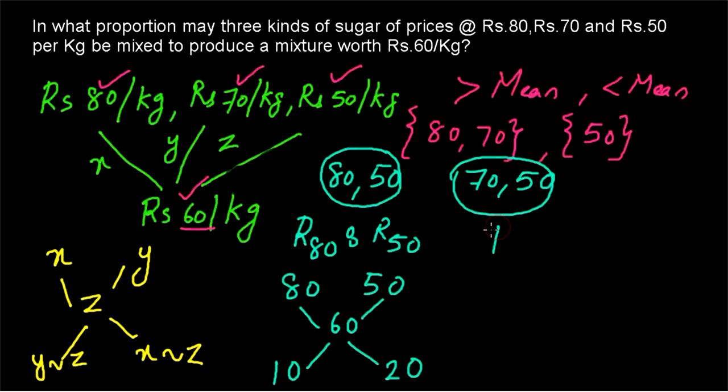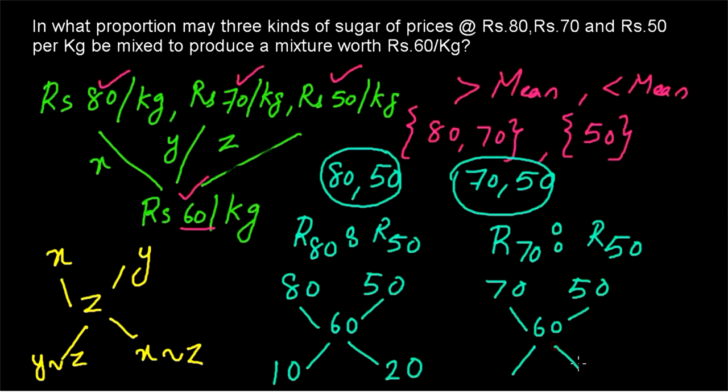Now we apply the rule of alligation to our second group, 70 and 50. We are trying to find the ratio between 70 and 50, or how they should be mixed together so as to get the mean value of 60. So 70, 50 and the mean is 60.